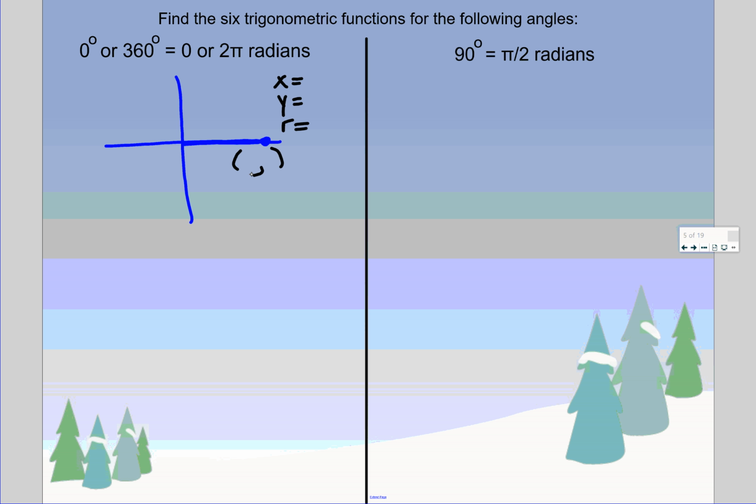Well, there is a y value. What is the y value? Y is 0. There we go. Okay, y is 0 if we're on the x-axis. The x could change though, right? So we're just going to call the x, x, whatever that is.